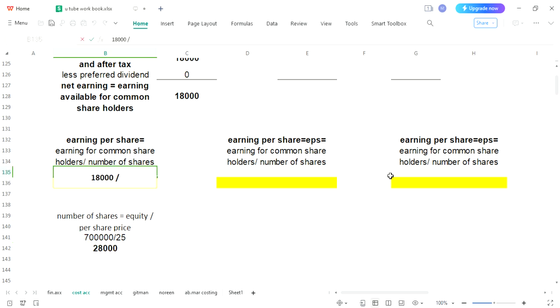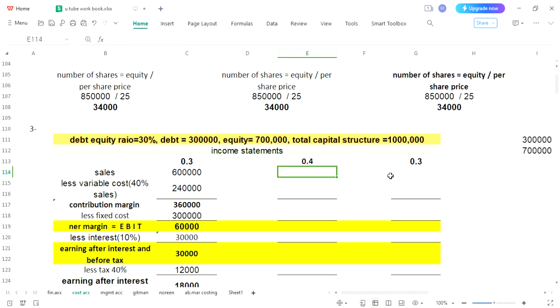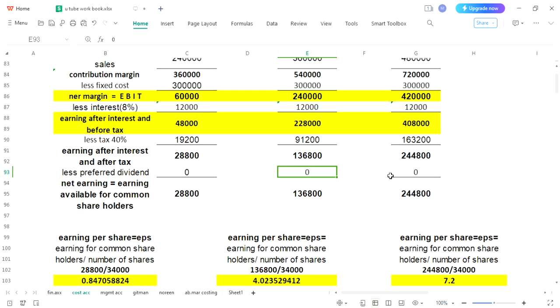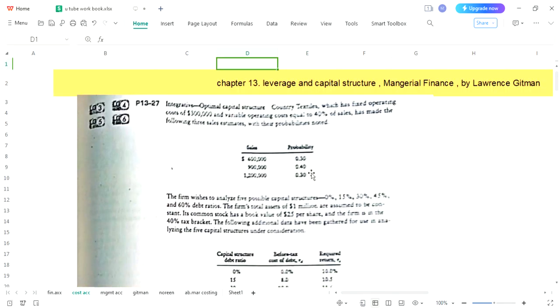Earning per share would be calculated by dividing net earning available for common shareholders by number of shares, 28,000 we have just calculated. Statement finished, and you can put it on your calculator. So we have got our EPS 0.64 for 30%. First EPS has been calculated. It's really enjoyable when you are doing your work in this presentable form, and everything is according to the sequence. Point 4 is the next chance where your sale is 9 lakh.